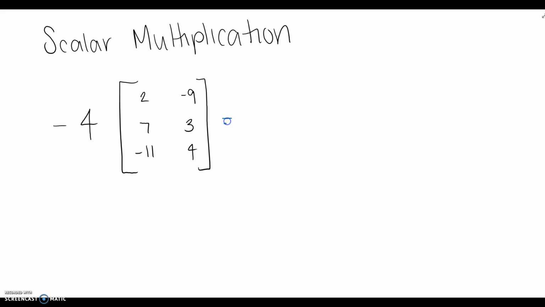you actually can just multiply each one of these by the negative 4. So you're going to multiply the scalar by each of the elements. And we're still going to end with a 3 by 2 matrix. So we're going to do negative 4 times 2, negative 4 times negative 9, negative 4 times 7, negative 4 times 3, negative 4 times negative 11, and negative 4 times 4. And that's it. So whatever your matrix size originally was, your new matrix C is going to have the same dimensions.